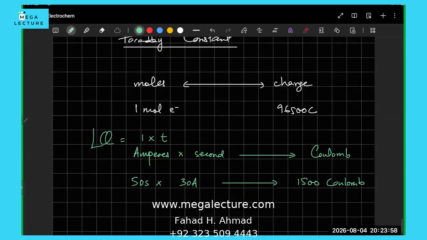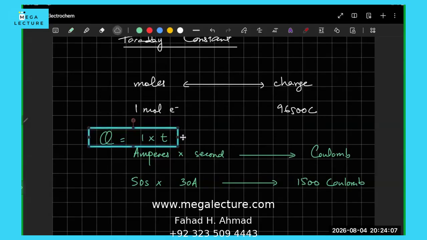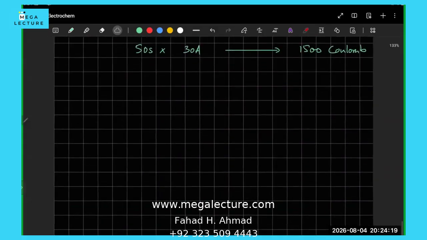So you clear? There's this formula Q is equal to IT, जो physics का formula, which is current into time. Are you familiar with this formula? Yes, Q is equal to IT. So what you're going to do is you're going to use both of these things together.